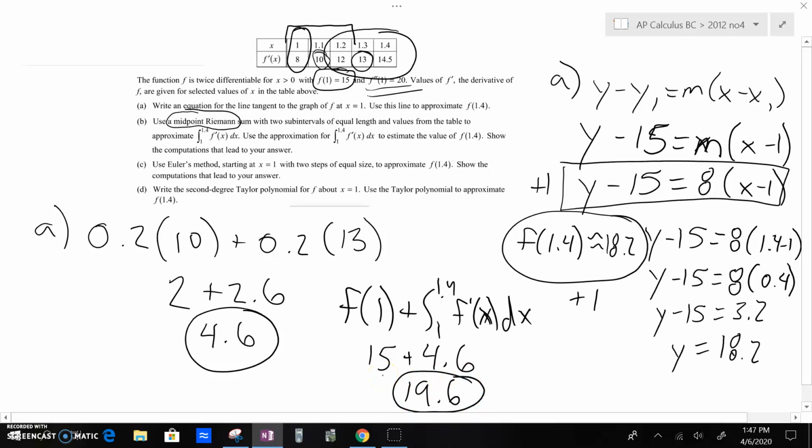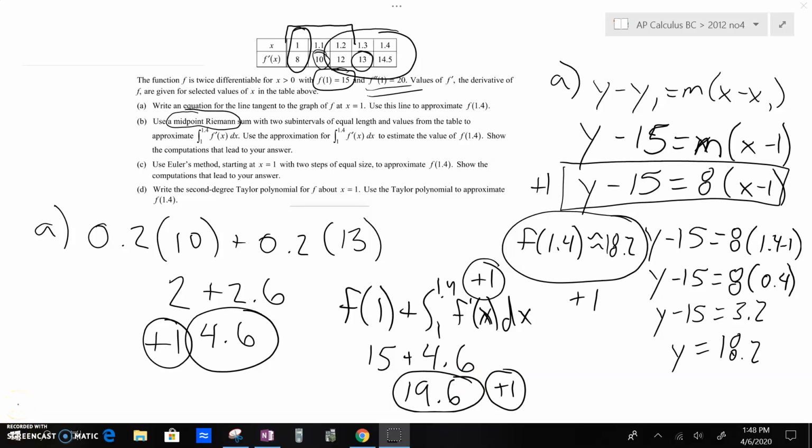These are the computations that would lead to the answer. Certainly you could show steps a little bit differently. You're going to get a point for coming up with the estimate. You're going to get a point for showing that you understand that you're accessing the fundamental theorem of calculus. And then you're going to get a point for the solution.